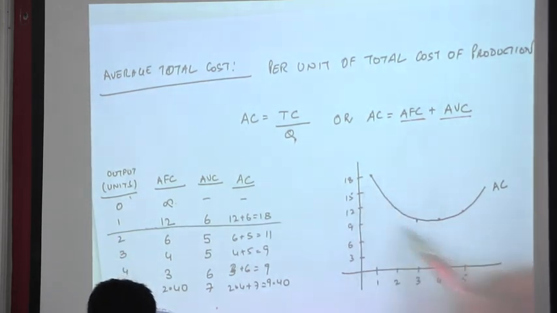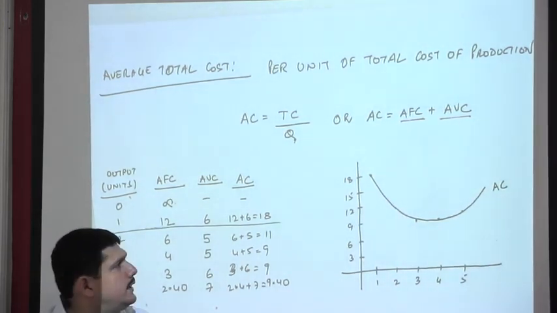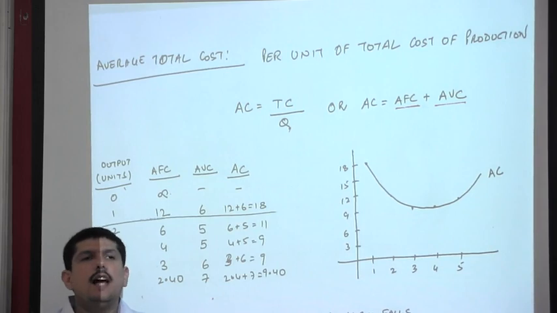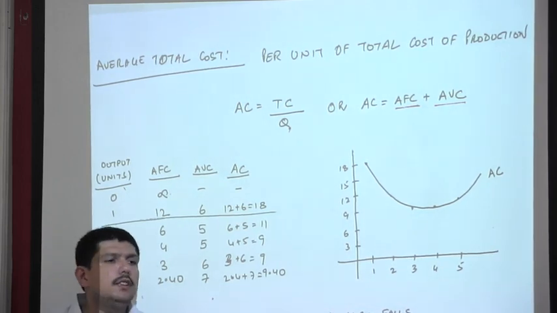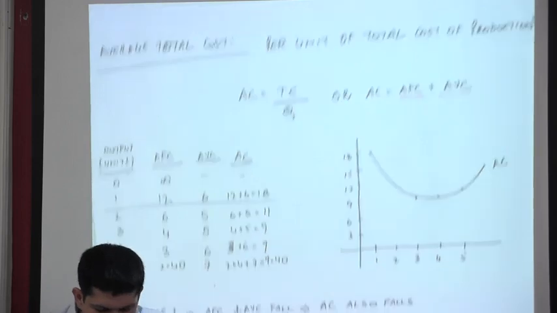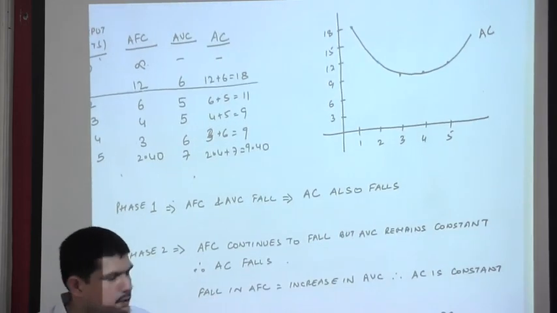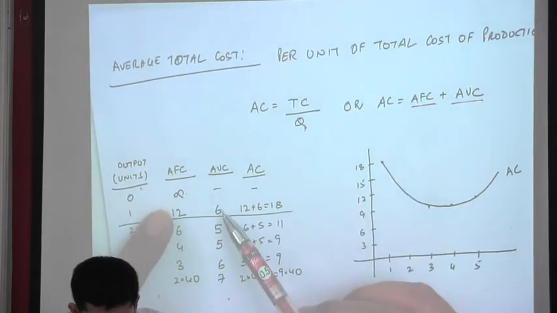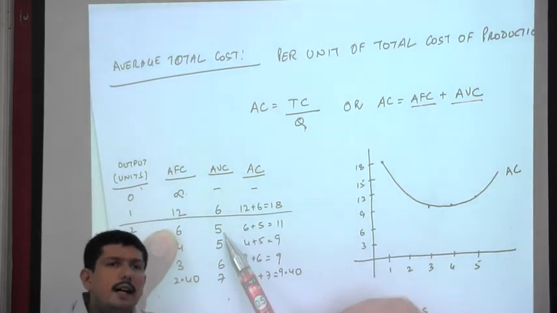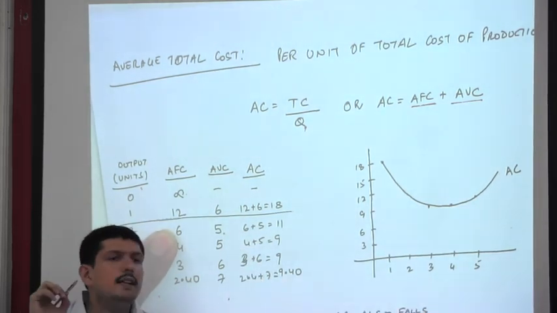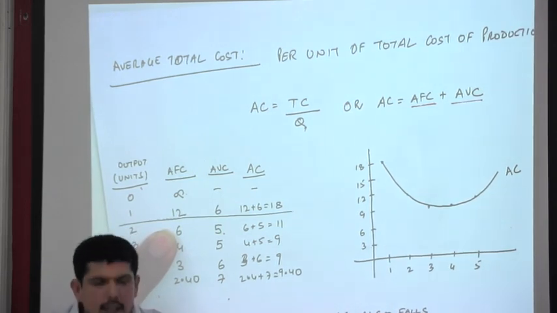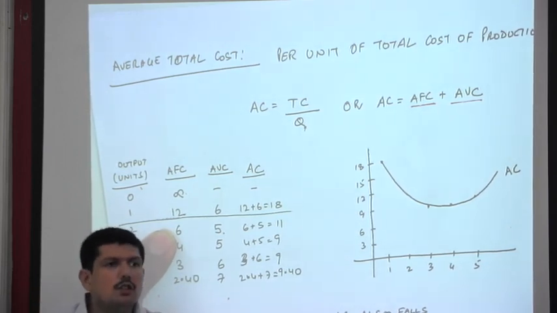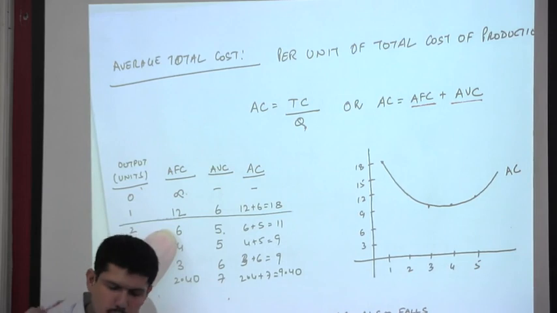When we plot the average cost curve on a graph, we see that it is also a U-shaped curve. Why? Because initially the average cost decreases, it becomes constant, and then it starts increasing. Right? So if we look at the three phases, what do we see initially? Look, my average fixed cost is falling and my average variable cost is also falling. That is why my average cost will fall steeply in the initial phase, because both the variables on which my average cost is dependent fall, right? My average fixed cost also falls and my average variable cost also falls.